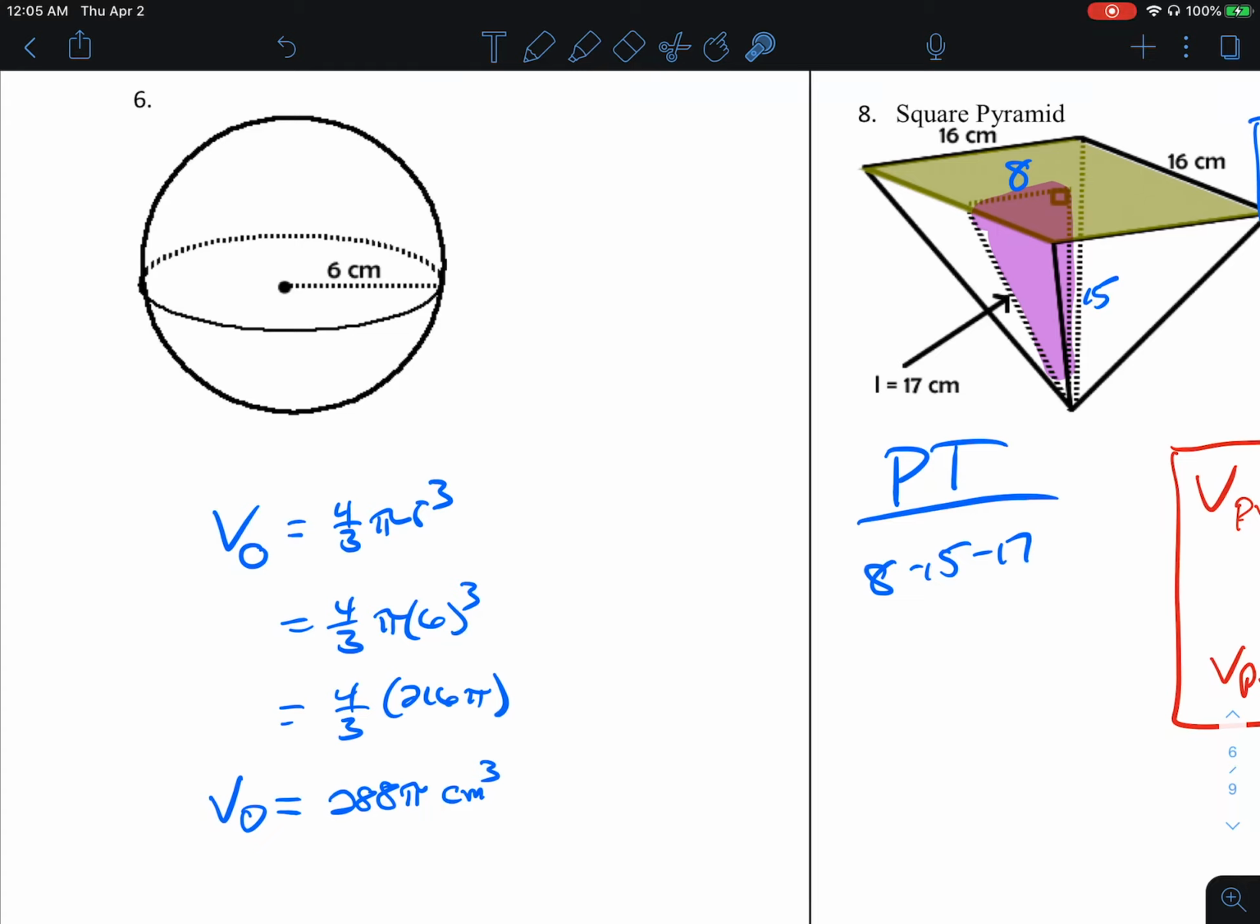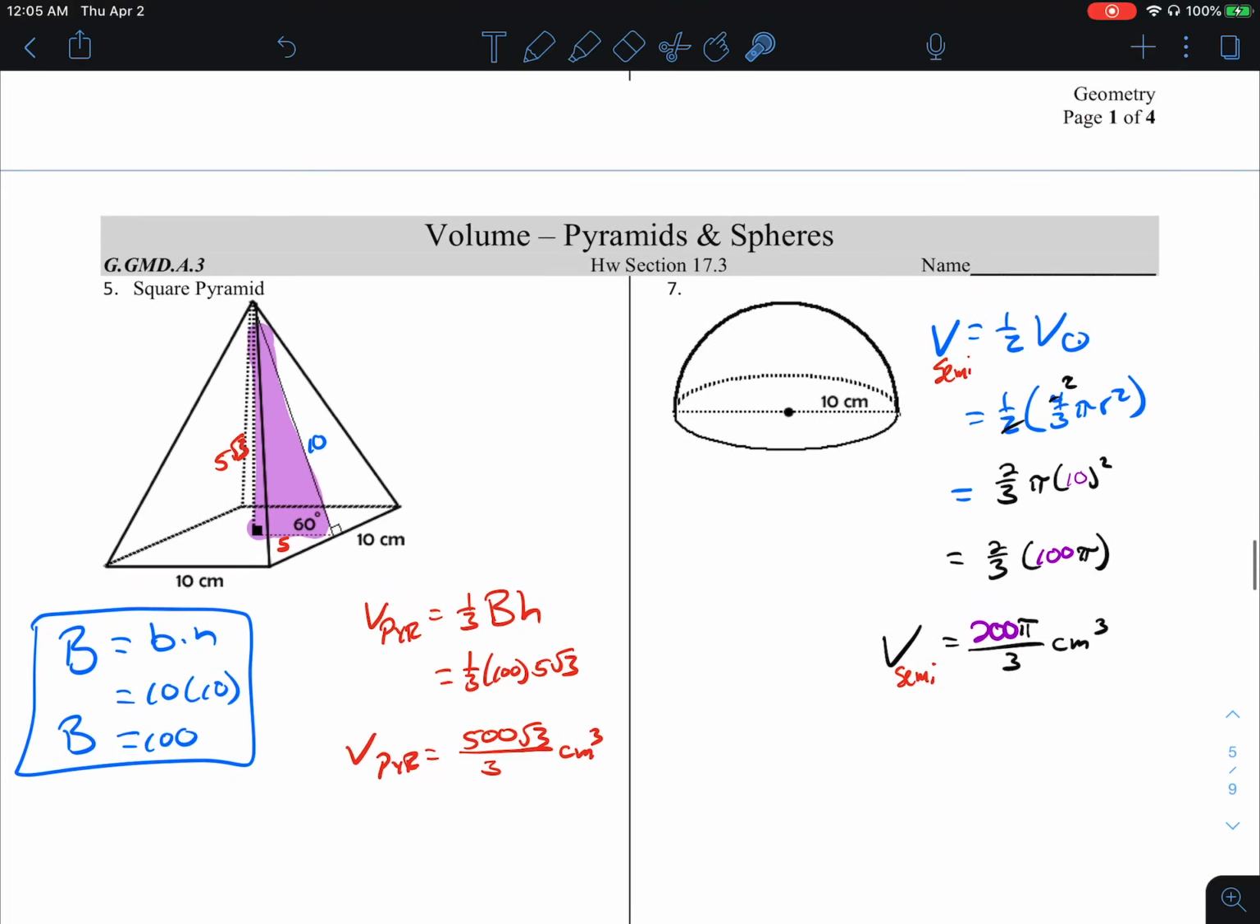Number 6, the volume of a sphere is 4/3 pi r cubed. Radius is 6. 6 cubed is 216. And you can divide 216 by 3, and then if you multiply it by 4, you get 288 pi cubic centimeters.